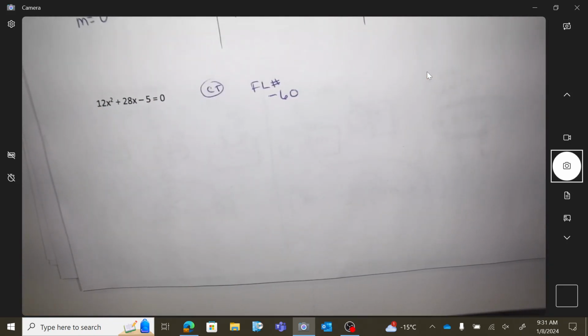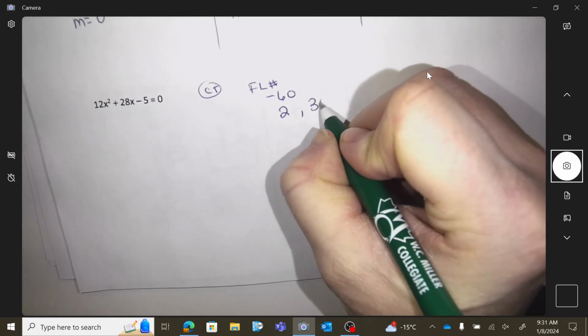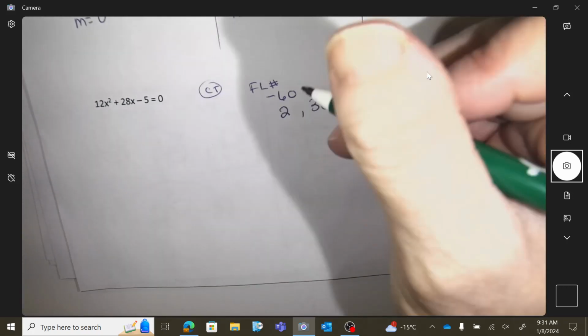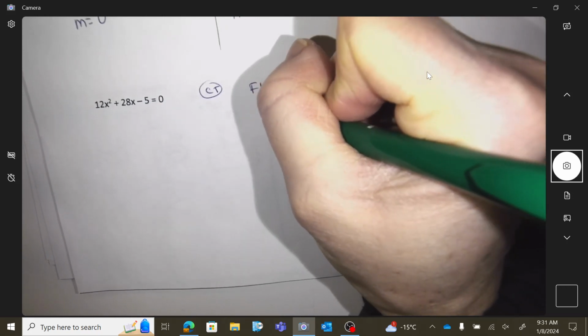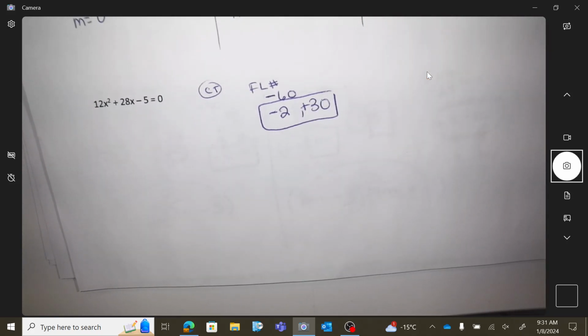Does anybody have a multiple set of 60 that could make 28 before I list them all? Did anybody think of a set? 2 times 30 makes 60. And this negative means there's something negative and something positive. So 2 times 30 is 60, and that would get me a 28.